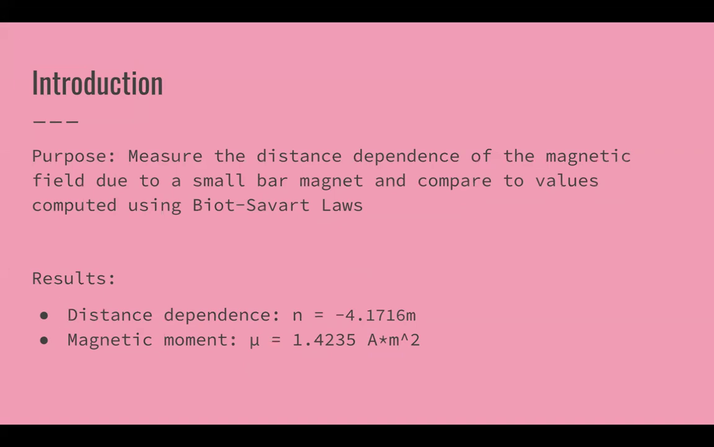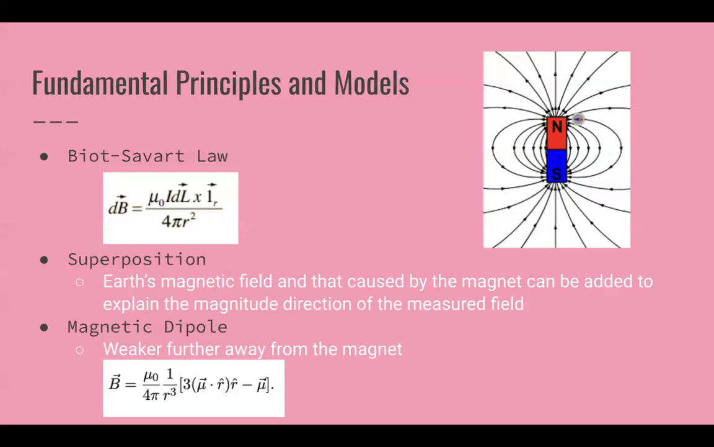Here's the Biot-Savart law, which is basically mu naught over 4 pi, relating dl to the r value, the distance from the current, over the magnitude of r. That gives the differential of the magnetic field, and then you integrate that to find the magnetic field. Also, using superposition, Earth's magnetic field and that caused by the magnet can be added to explain the magnitude and direction of the measured field.